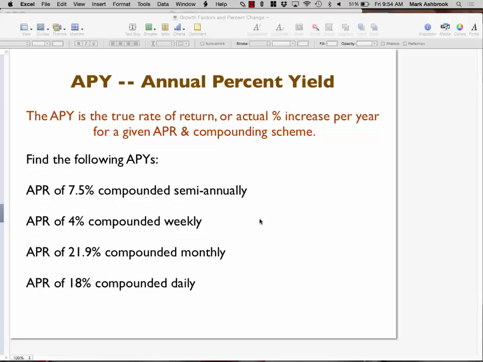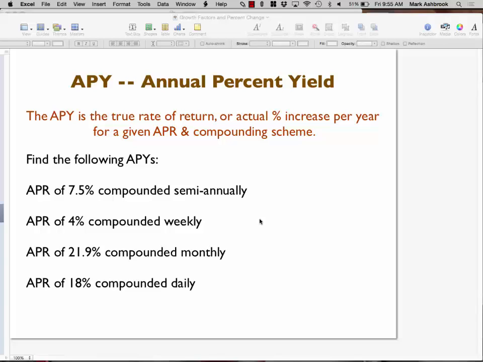Divide first, and then from there you follow true exponential growth. In the case of semi-annual, you need to get the semi-annual, or 6-month, rate first.